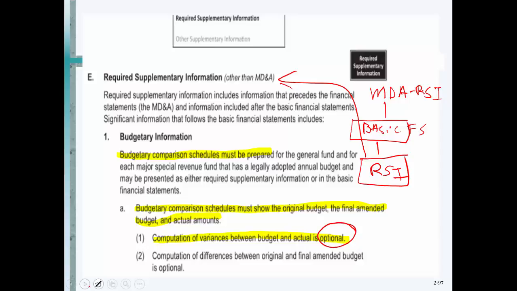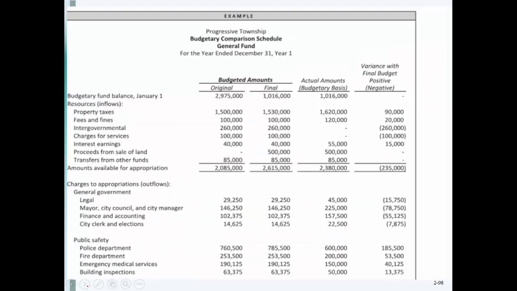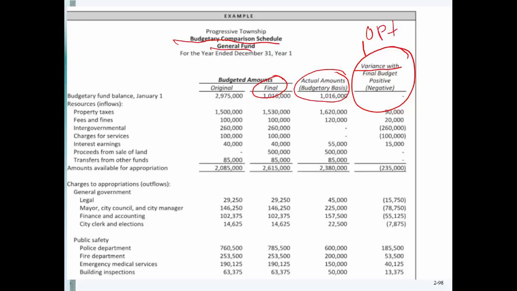Just come over and take a look at the actual budgetary comparison schedule. Here's my budgetary comparison schedule, and we're doing it for my general fund. I have the budget, final, original. I have the actuals, don't I? Isn't that comparing the budget to the actuals? The computation of this variance is optional. You do not have to show that variance column. You do have to show the comparison. You don't have to show the variance calculation in that column. Okay? Question?